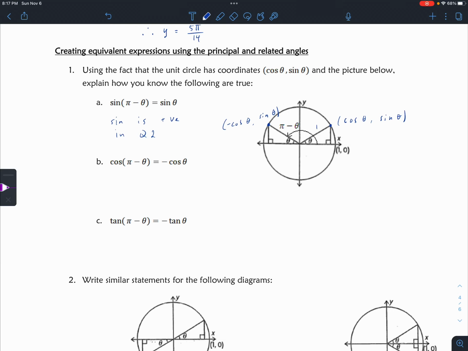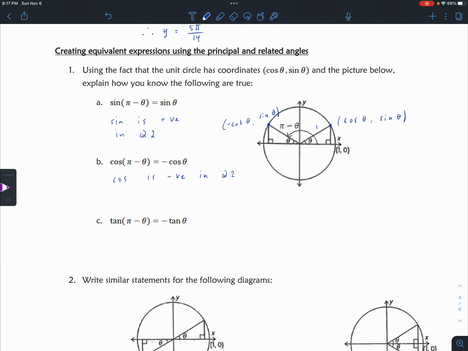Now cosine we can see is negative in quadrant 2, because the x values are negative. So cosine, I'm just going to write cos is negative in Q2.